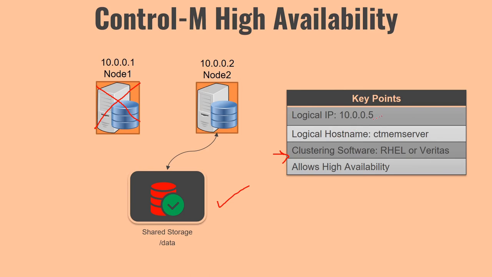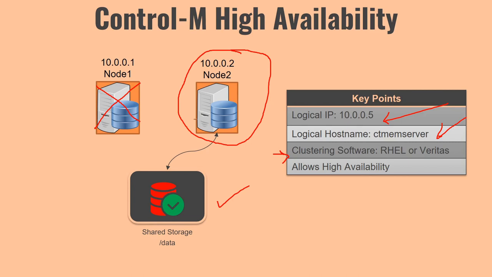Whichever requests come on this IP address, which is the logical IP address or this logical hostname, are going to be moved to this node, because this is the node which is active right now. And this node is going to have access to the shared storage where your application was installed. So that's how it is going to be highly available.